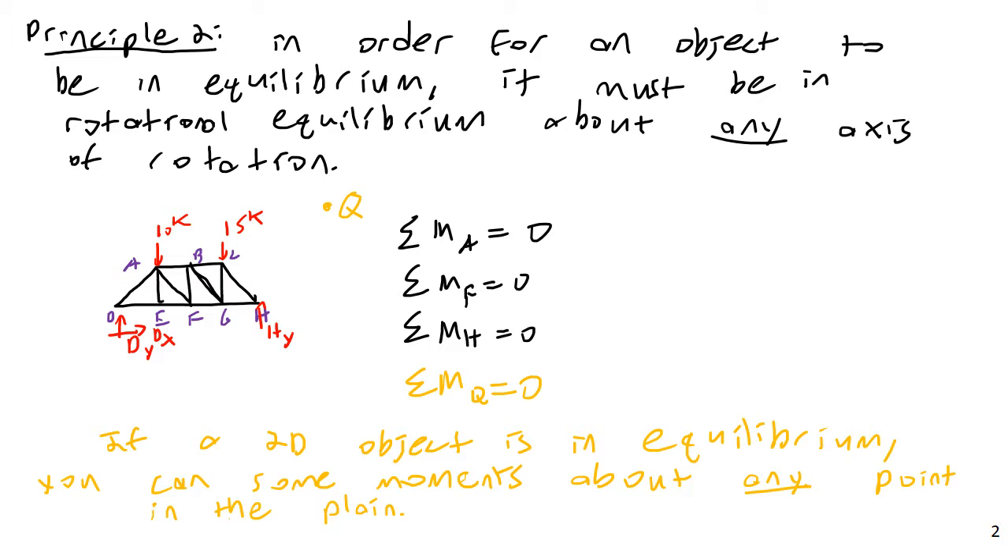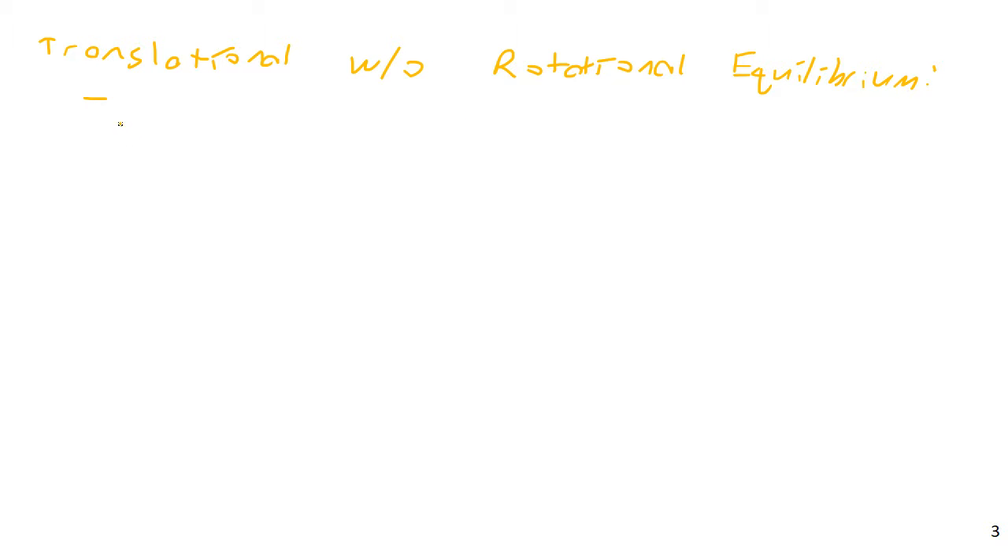Pretty much the only case that I can think of would be something in translational equilibrium but without rotational equilibrium. It would have to be something that's rotating about a fixed axis, about a fixed axis passing through the center of mass even. It's very specific. Passing through the mass center.